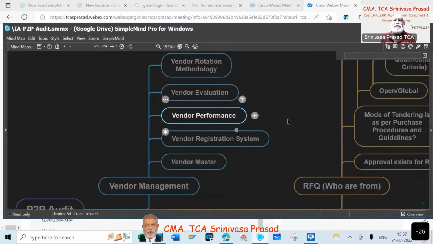What is vendor performance? What is vendor evaluation? Why should we look, as an auditor, at whether the company has a vendor evaluation system itself? We are supposed to look at it, isn't it? A vendor evaluation system should be there, which should be based on the vendor performance. What is meant by vendor evaluation and what is meant by vendor performance? How are we going to do an audit on that subject? Can somebody throw light on that?